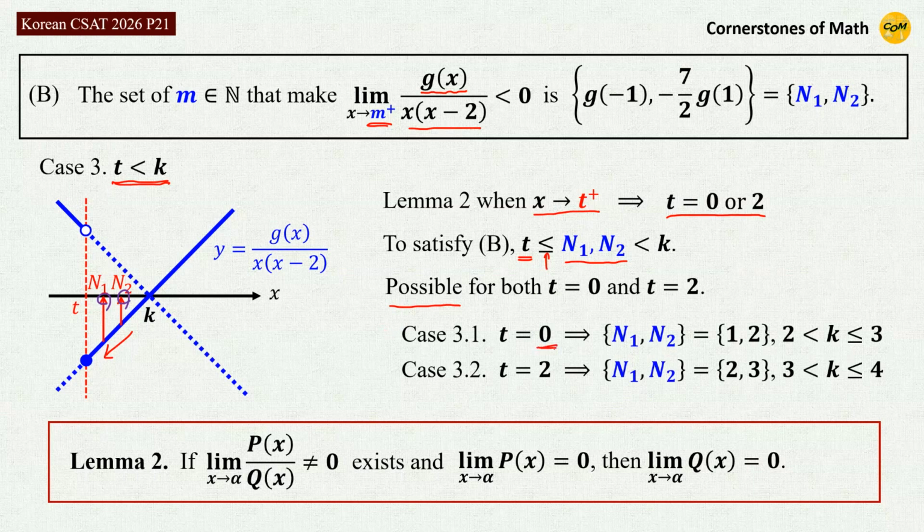When t is equal to 0, then two natural numbers n1 and n2 must be 1 and 2. We have to start from 1 instead of 0 because n1 and n2 are natural numbers. And this k must be greater than n1 and n2, so k is greater than 2, but it must be less than or equal to 3 because there has to be only two natural numbers n1 and n2. And when t equals 2, then n1 and n2 are now 2 and 3, and k must be greater than 3 and less than or equal to 4.